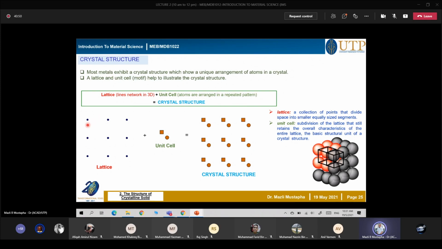What is lattice? Lattice is just the lines network in 3D. What is a unit cell? The atoms that are arranged in a repeated manner. So quite straightforward. Lattice plus unit cell become the crystal structure.